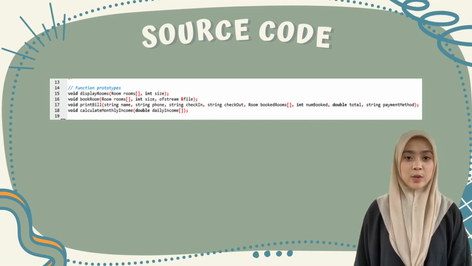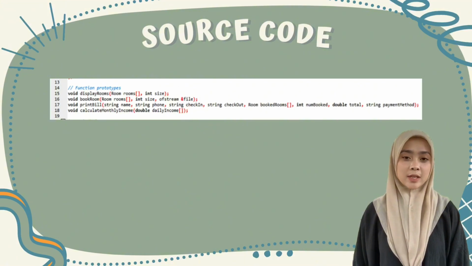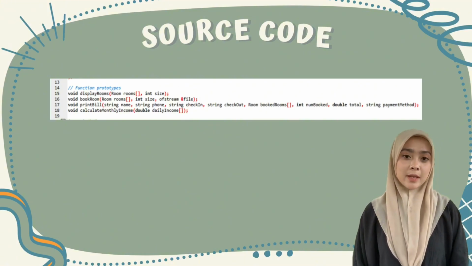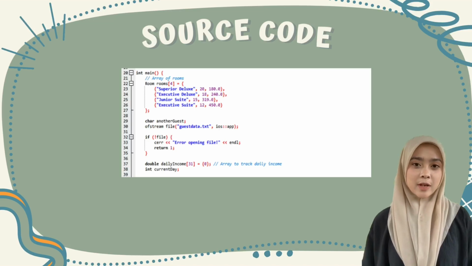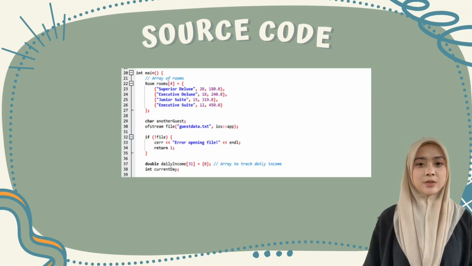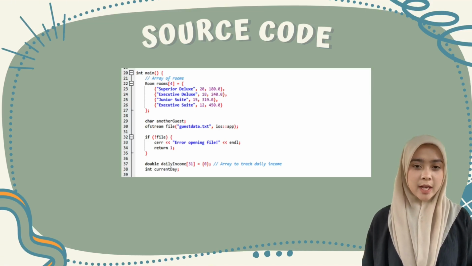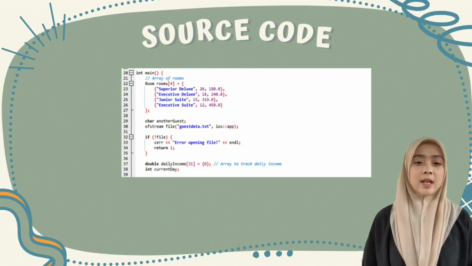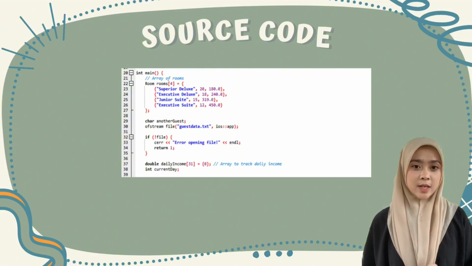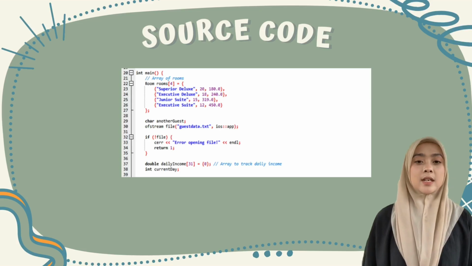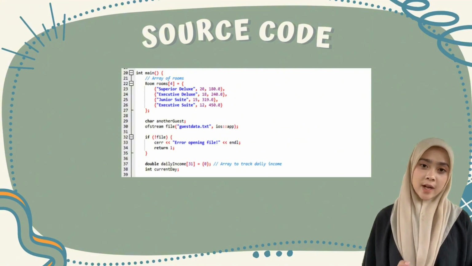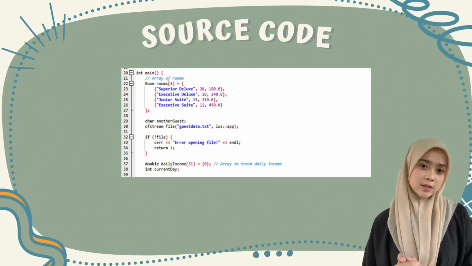This function will handle tasks like displaying room details, booking a room, printing bills, and also calculating monthly income. The main function is the entry point of the program. Here, we define an array of rooms with their details like type, available units, and also price. The second one is we create an income tracker to store daily earning. We also open a file to store booking records.